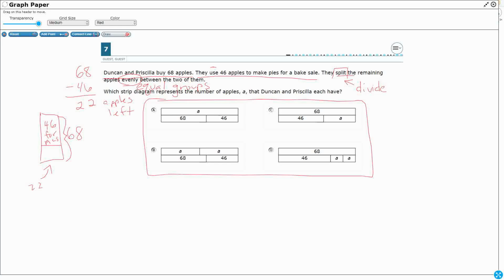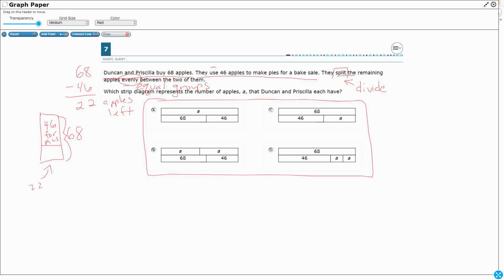So when we divide, we need to have equal groups. So the fact that we've got this word split with evenly lets me know that it's going to be a division. Because if you have unequal groups, like Duncan had more than Priscilla, then you can't say you divided them evenly. You can't split them evenly.